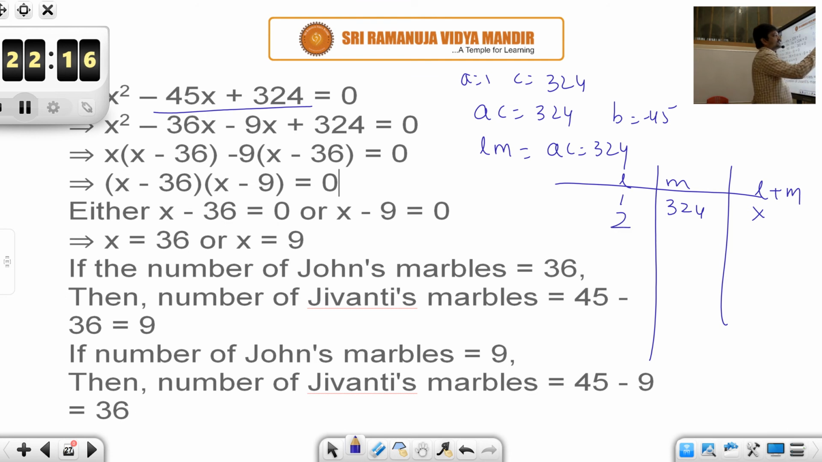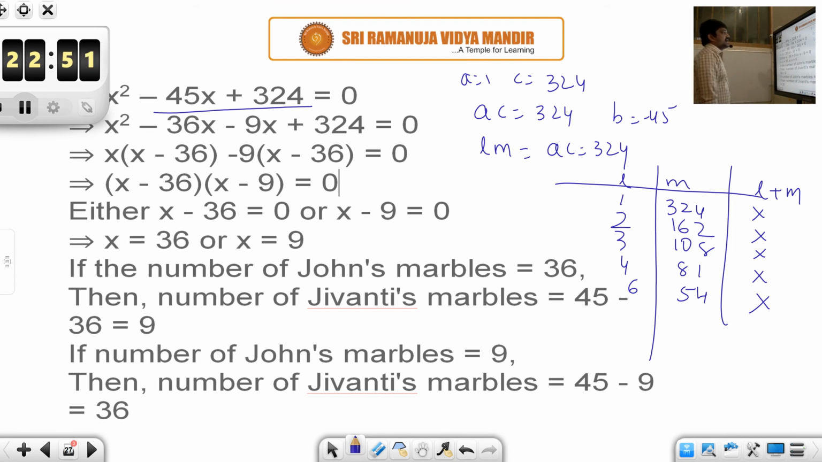If L is 2, then you will be getting 162. This is again not possible. If L is 3, you will get 108. This is not possible because this sum is huge. If L is 4, then you will get 81. Again this is not the right combination. If L is 6, you are getting 54. Their sum is 60, so this is also not the right combination.